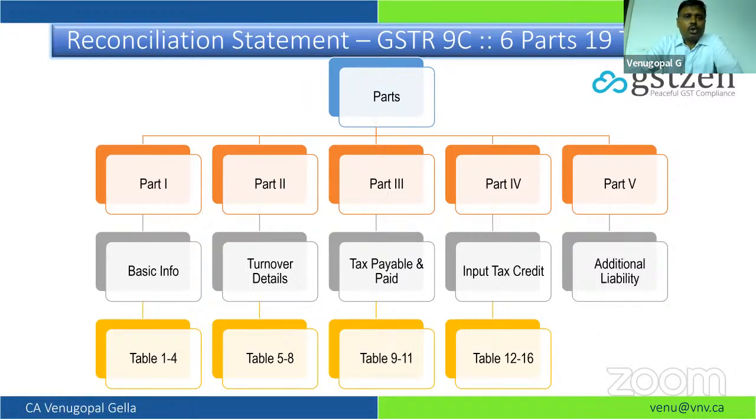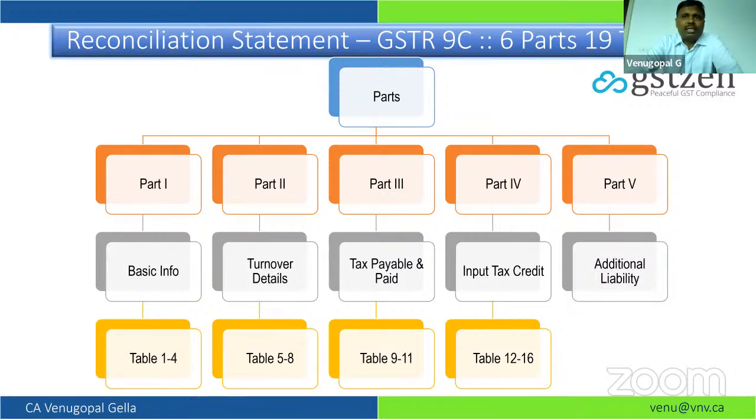So in your part 2, you will compute your total turnover between table 5 to table 8, taxable turnover and the total turnover, and you'll compare with what is being reported in R9. So in 9C, you're computing what should have been your turnover and you're comparing with your GSTR-9, and you'll give a reason for it. While the turnover might be correct, you might have discharged a short tax, wrong tax.